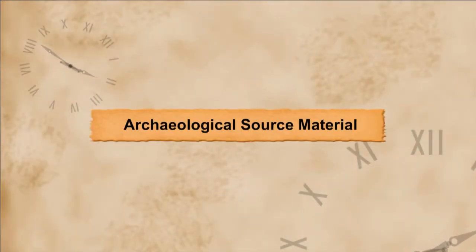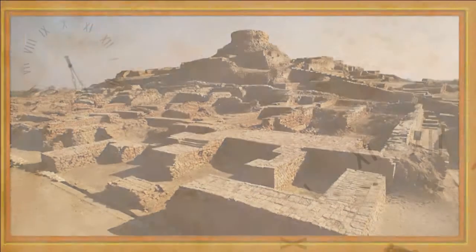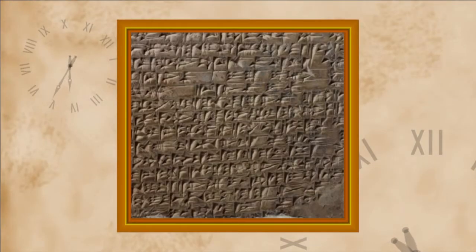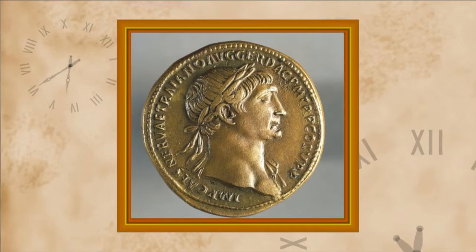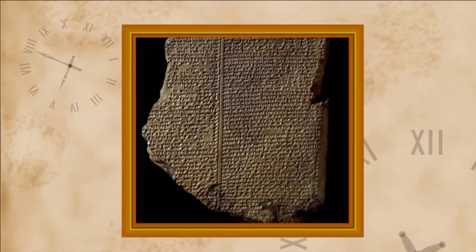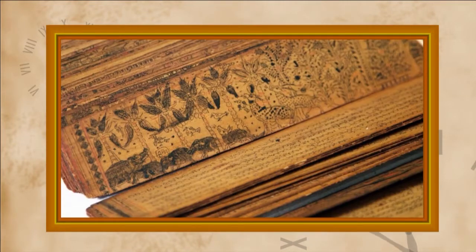Archaeological source material. The archaeological source material is generally discovered through survey and excavations, digging of the earth. The remains thus found can be dated after going through a complicated technique. These remains include tools, weapons, articles of daily use, that is pottery, coins, inscriptions, copper plates, clay tablets, that is seals and sealings, manuscripts, etc.